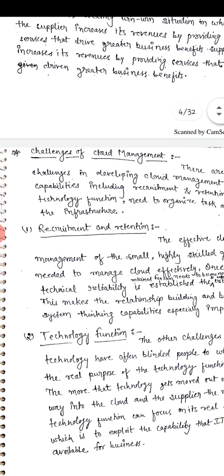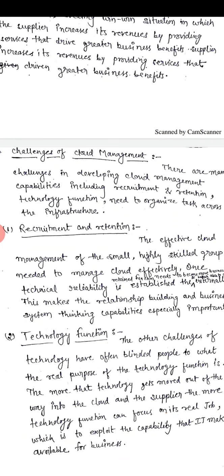As we know, the technology is changing so rapidly. In cloud computing we are talking about the technology, but the technology is changing so rapidly, so our cloud management process should be changed according to the technology. So the recruitment and retention: new technology is being adopted by the cloud provider, so the retention of that service will depend on the need of the consumer. As long as the consumer needs that service, it should be retained by the provider.